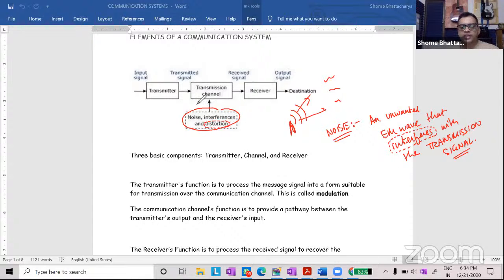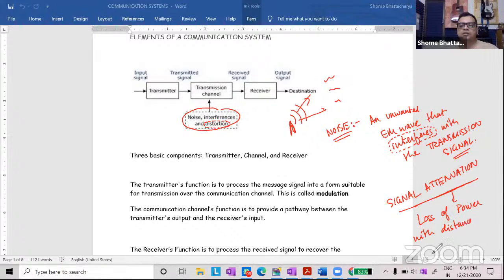Another thing which is not mentioned over here, which happens as the wave passes through the transmission channel, is signal attenuation. The term attenuation means a reduction of power. So signal attenuation is basically loss of power with distance from the transmission tower, with distance from the transmitter.